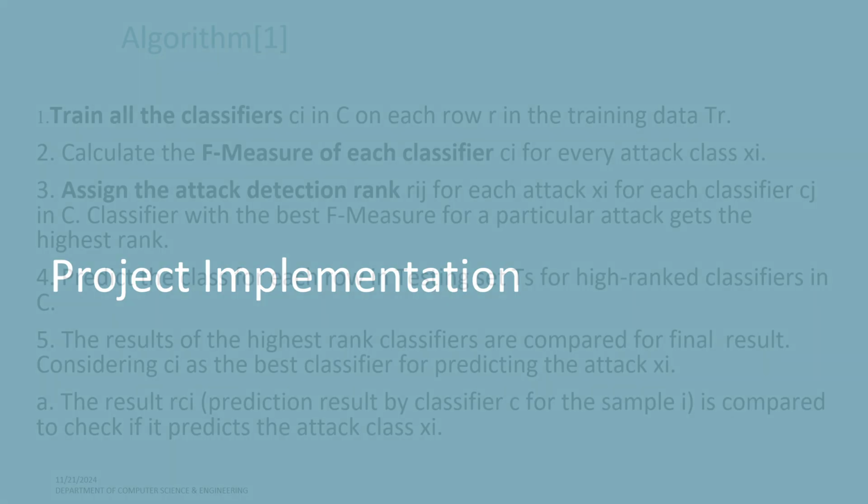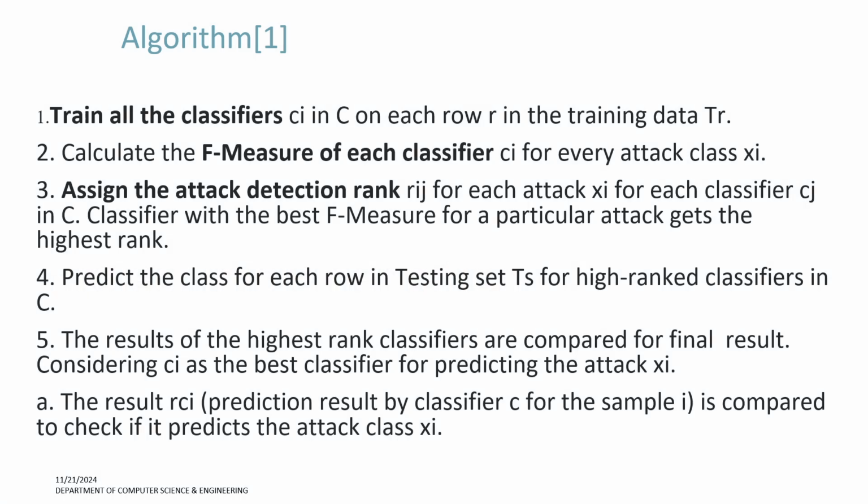Now the project implementation. We train all the classifiers, let us say Ci are the classifiers. The second step is we calculate the F-measure score, and third, we assign the attack detection rank. After that, we predict which class this corresponding attack belongs to for the test set TS, and we try to find out from the attacks which has the high ranked classifier, and from the high ranked classifier we get the result in step 5. The results are projected for the highest ranked classifiers and compared to the final result. Based on that, we are able to get the best classifier for predicting the attacks.